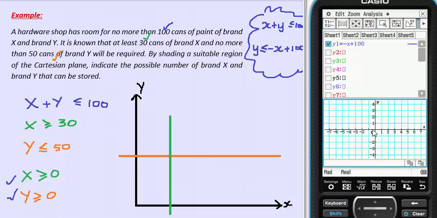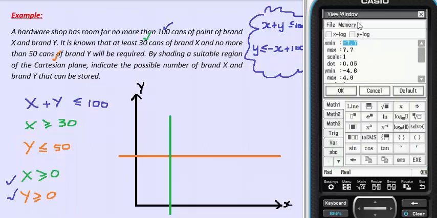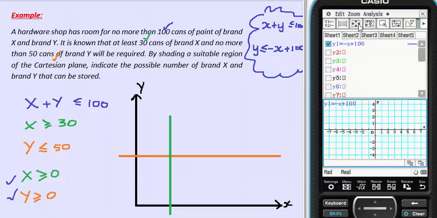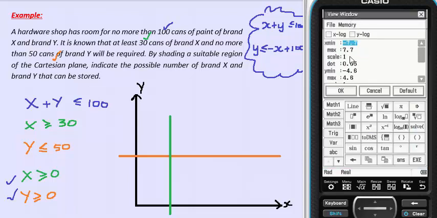Now, my screen isn't big enough. I've got to go all the way to 100. So my next issue is to look at the window. So if you have a look here, I've got a window, and I need to make my minimum values don't need to be any bigger than 0, but my maximum values need to go past 100. So you see here I go to 110.